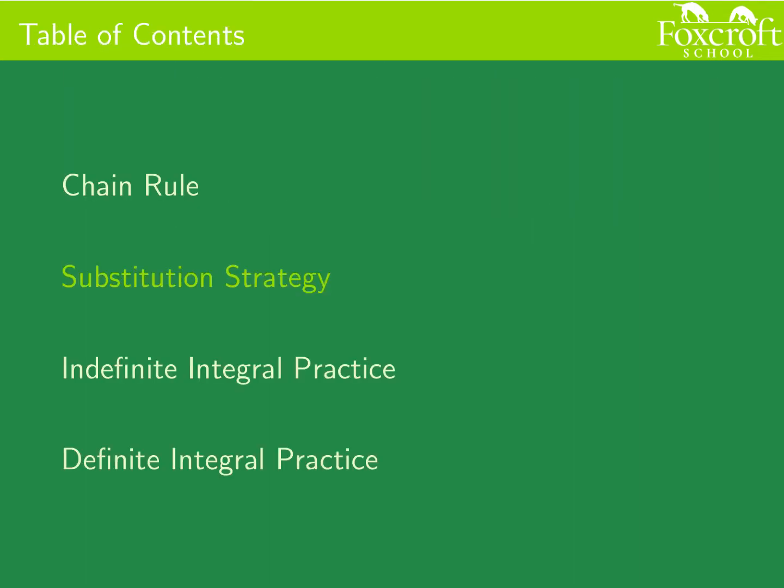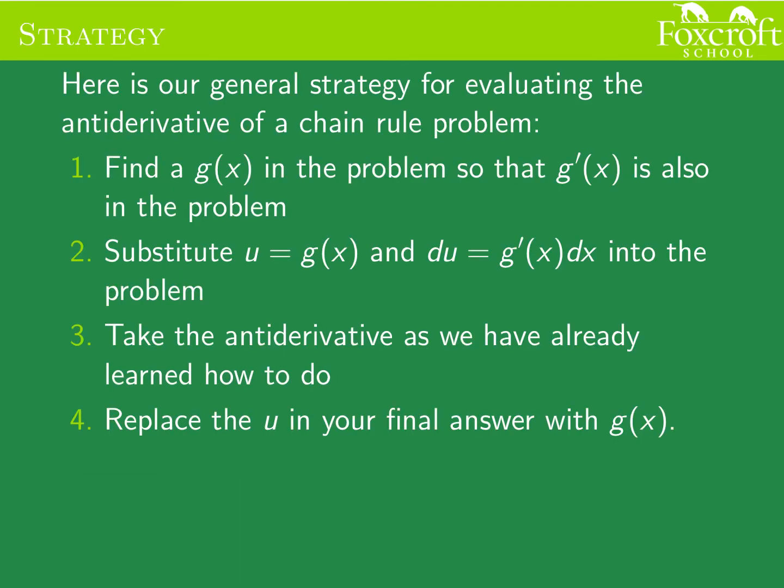So let's talk about the general strategy. This is called substitution, is the way you'll hear it. Some people call it u substitution. But that's the strategy for trying to undo these chain rule problems and find the antiderivative. So our general strategy is this, and it's all going to be in words here. And in the next video, we'll start doing the examples.